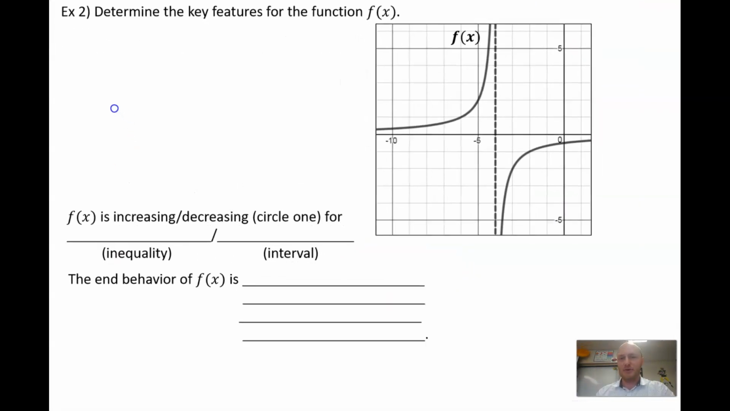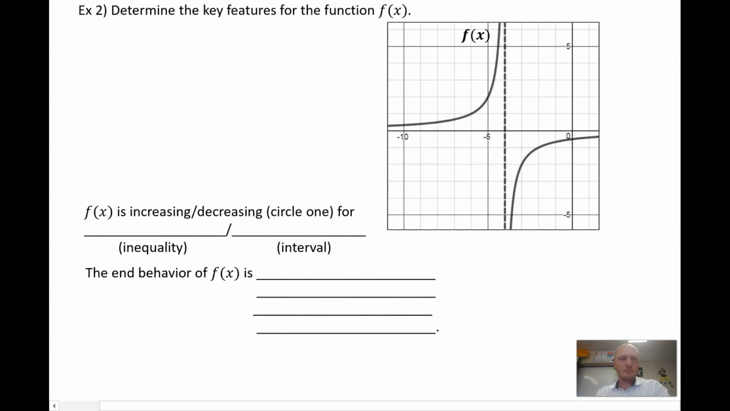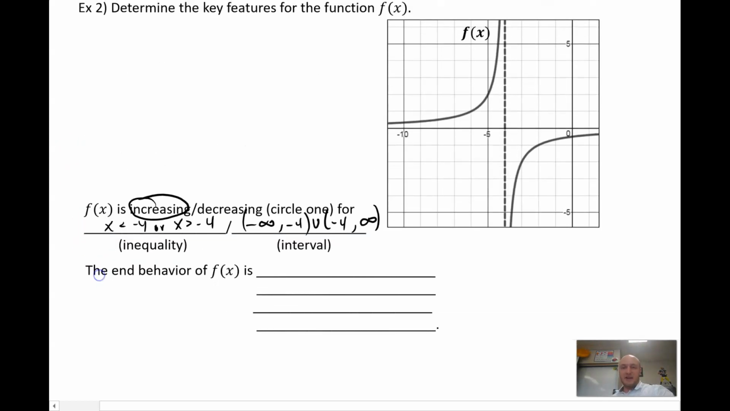All right, here's example 2. We'll do this again. Increasing or decreasing? Go. Good job. It's increasing. It's going up. Then we can say for x is less than negative 4, for x is greater than negative 4. An interval would be negative infinity to negative 4, union negative 4 to infinity. All right, next, end behavior.